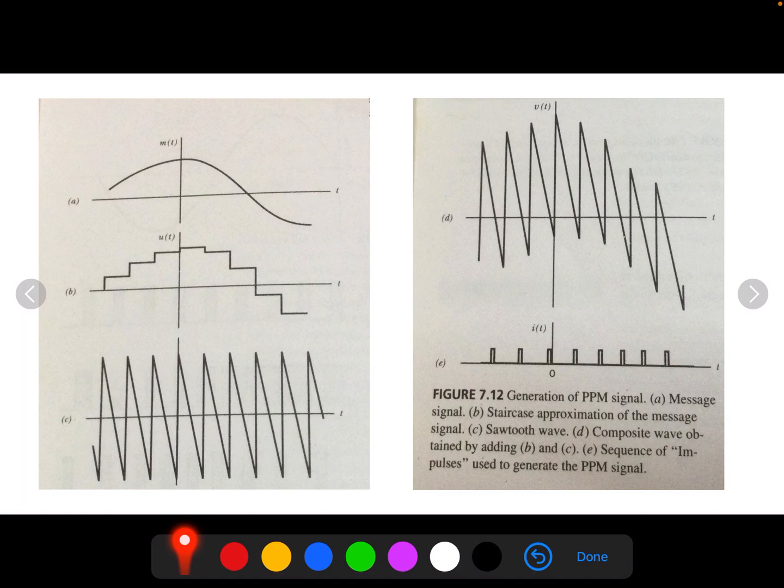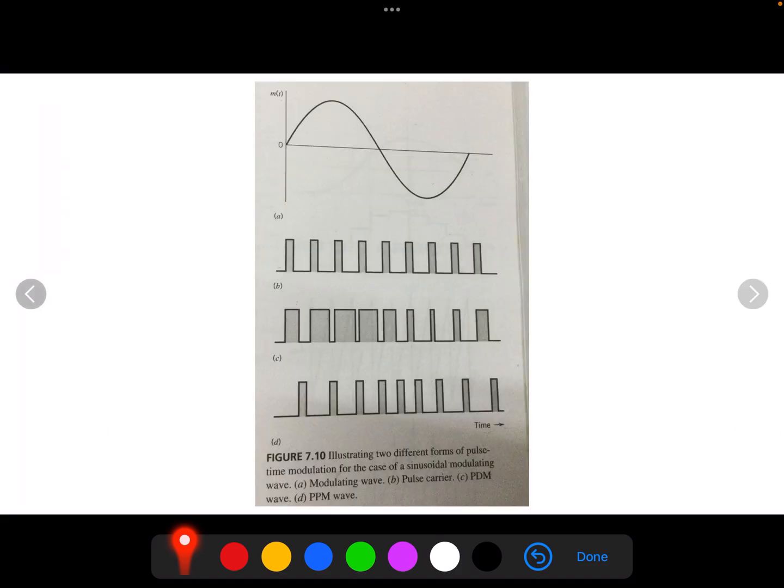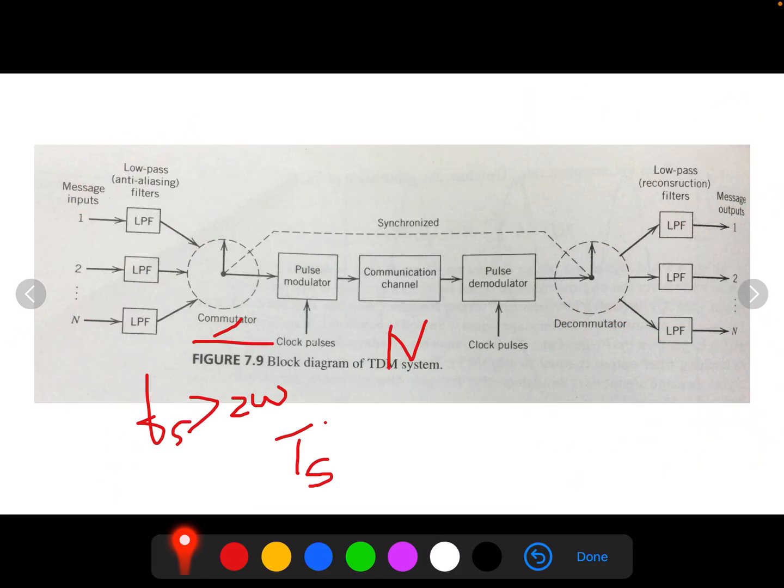Next, we have a topic related to detection of PPM waves. Let me summarize what we have discussed in this video. First, we started with time division multiplexing, its block diagram and its working. This is basically used along with the PAM. First PAM is used and then the output of the PAM is fed as an input to your TDM.